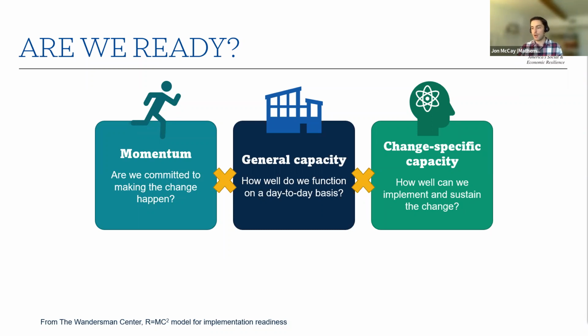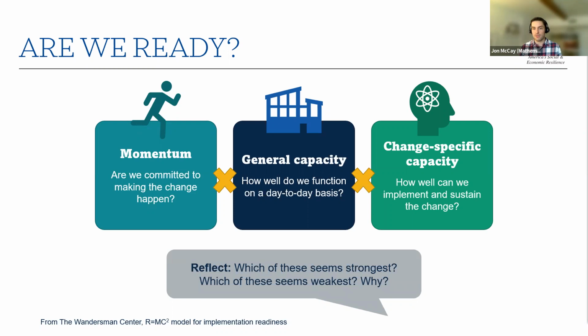And so as you consider your own readiness, which of these for your team seems strongest, which may seem weakest, and why is that the case? What could you do in the early stages before you ever begin rolling out and implementing anything? What could you do to build some momentum, to strengthen general capacity or improve your change-specific capacity?